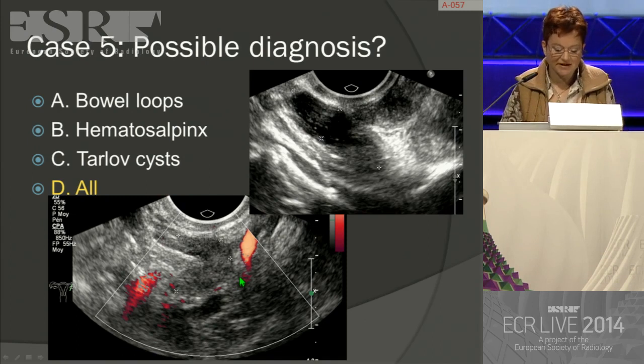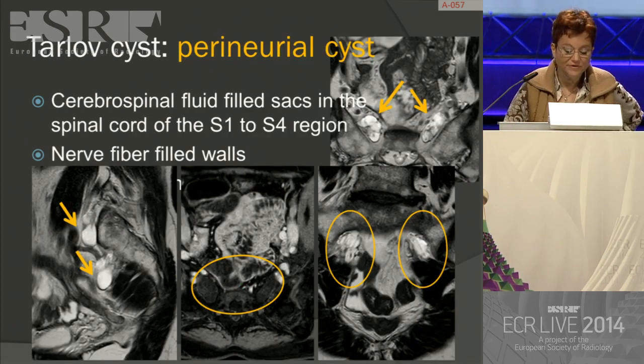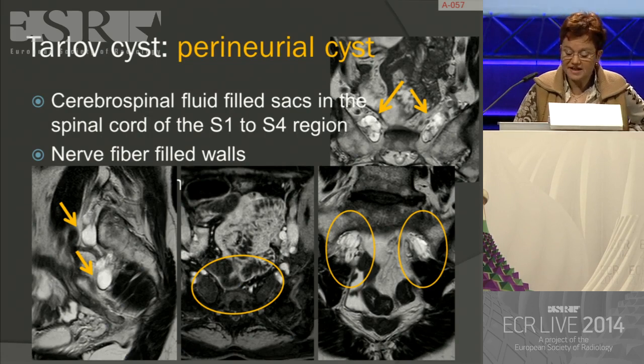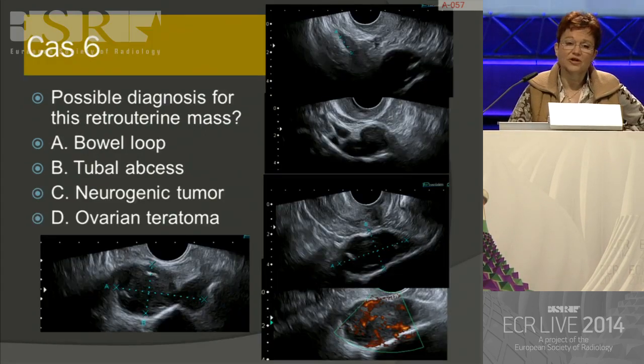But what is a Tarlov cyst? A Tarlov cyst is a perineural cyst, filled with cerebrospinal fluid, usually anterior to the sacral region between S1 and S4. And the walls are made of nerve fibers. You have the corresponding MRI. On T2, we have some fluid-filled structures. On T1, you can see them anterior to the sacrum. Here, you can see some of the nerves. And they are quite huge, and they can easily mimic adnexal masses. Okay? However, they're usually not responsible for the patient's symptoms.